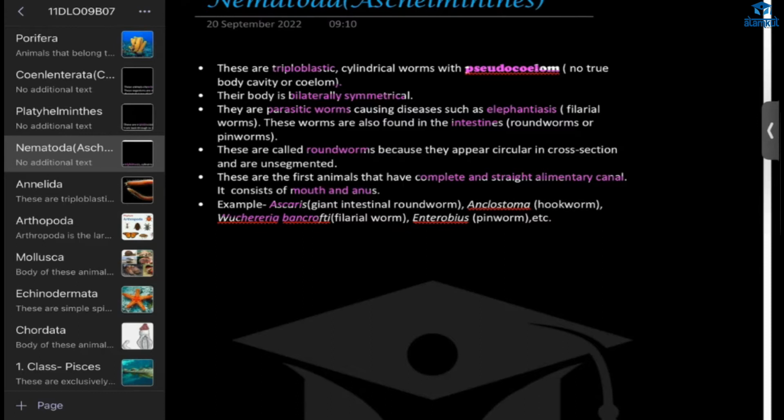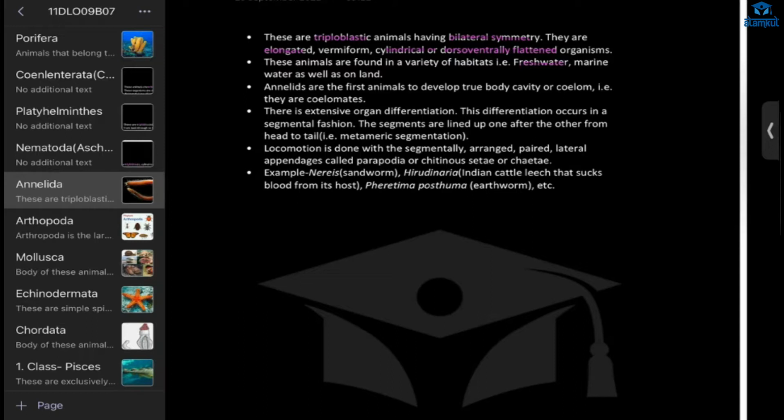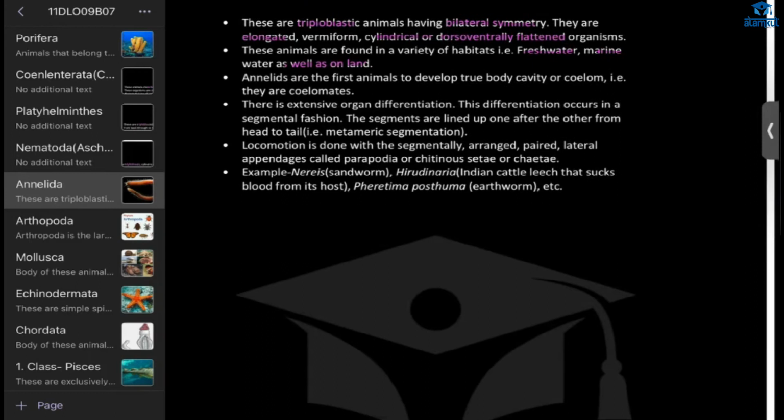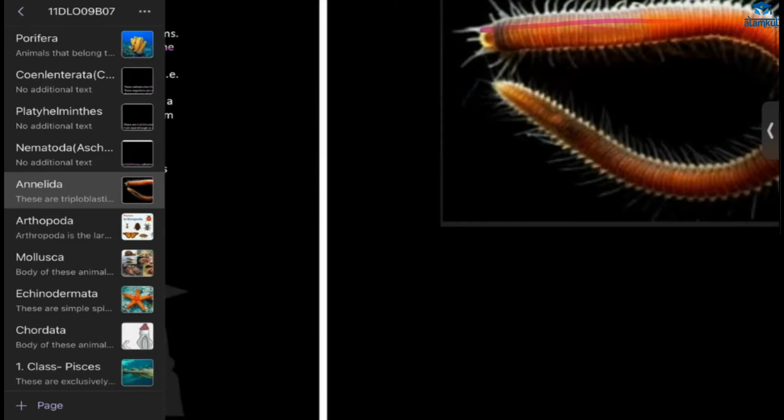Okay. Next, we have Annelida. Here also, it is a triploblastic animal and bilaterally symmetrical. And they have an elongated body, and they are vermiform. That means they are worm-like, and they are cylindrical, and they are also dorsoventrally flattened. We have learned in the Platyhelminthes, right? Flattened shape. Here also they are flattened, okay? And they are found in freshwater, marine water, and also on land. And they have a true body cavity, coelom. So they are coelomates, and their organs are differentiated, and they have segments. Can you see in this picture, they are having segments, right?